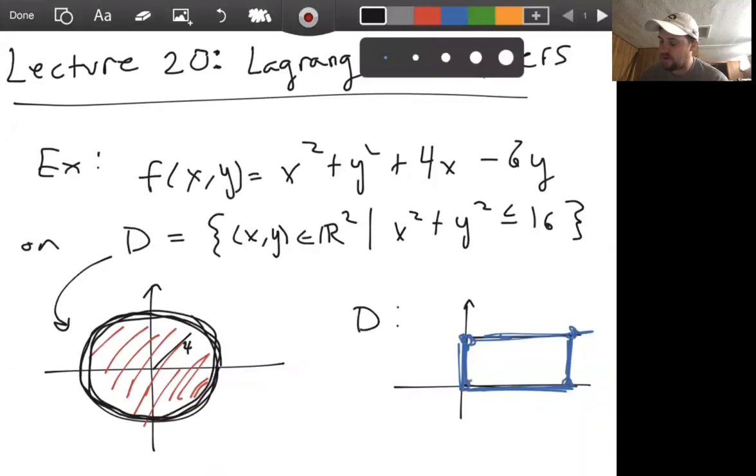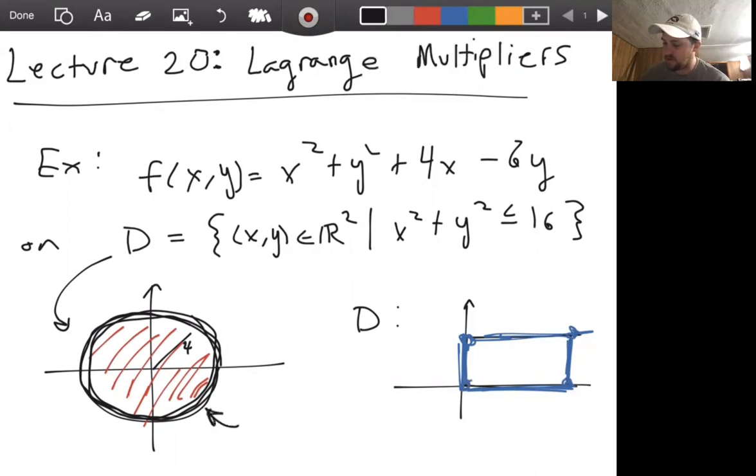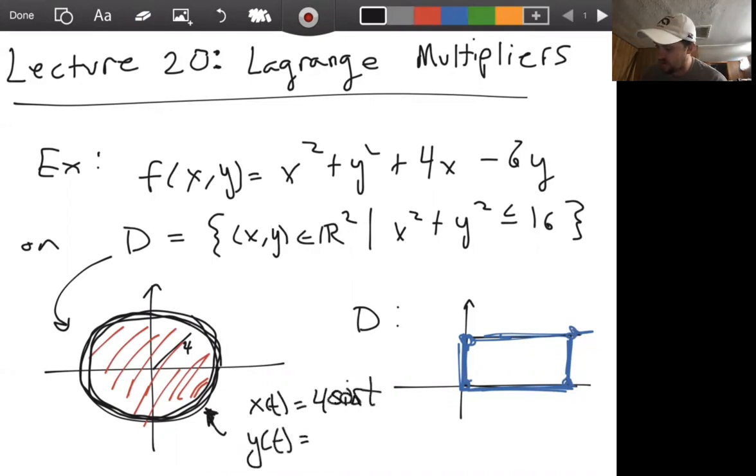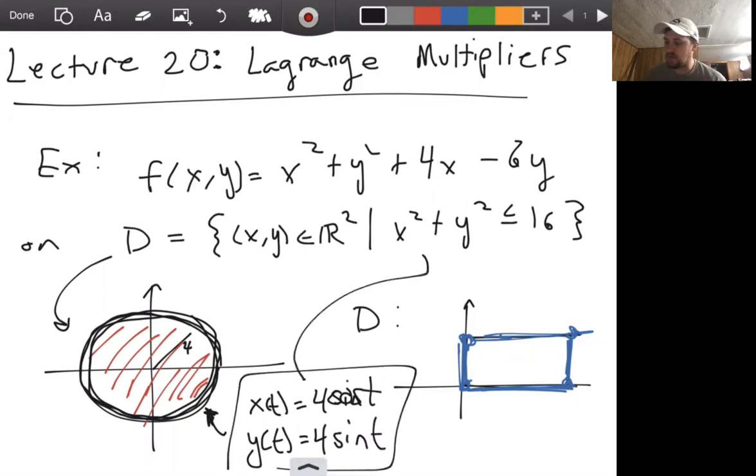And so to parameterize a boundary that's a circle to find critical points, this would be parameterized by x of t equals 4 cosine t, y of t equals 4 sine t. This would be your parameterization. Then you'd plug it into the function and then find critical points of the function over this parameterization.